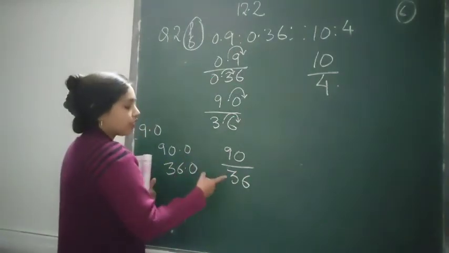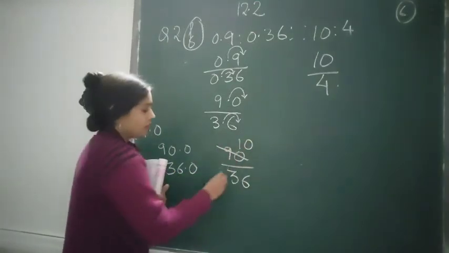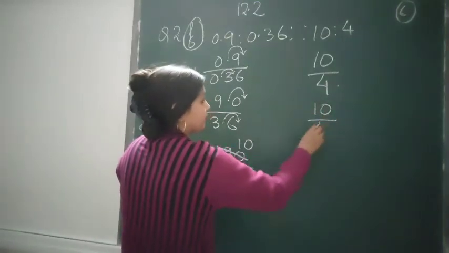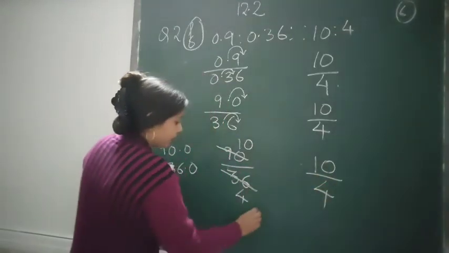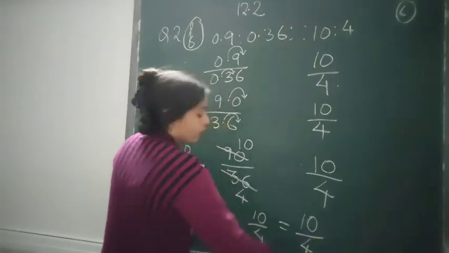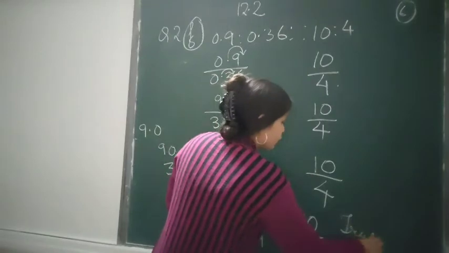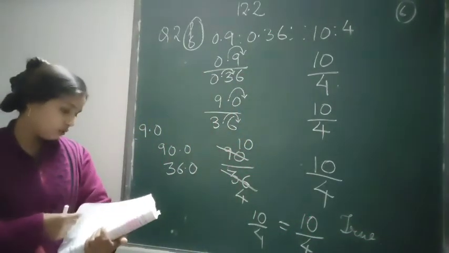Now both are divisible by 9. 9 tens are 90. 9 fours are 36. Now when you see this ratio, are they equal? Yes. So what are we going to write? We will be writing true. Yes. The following statement is true.